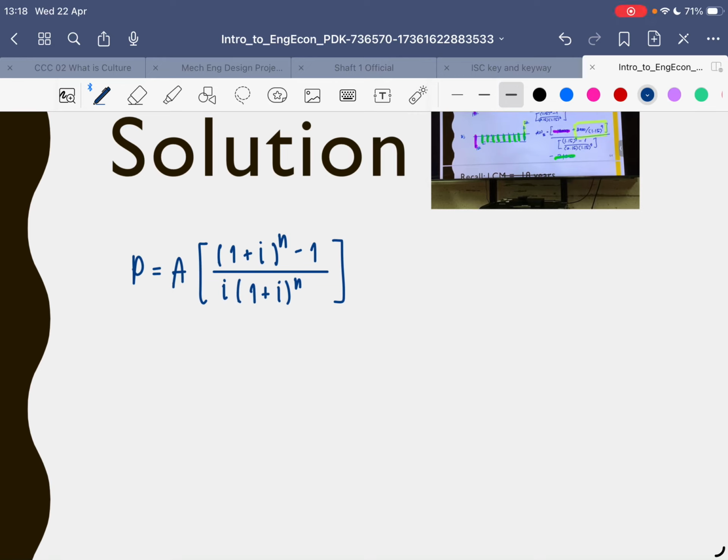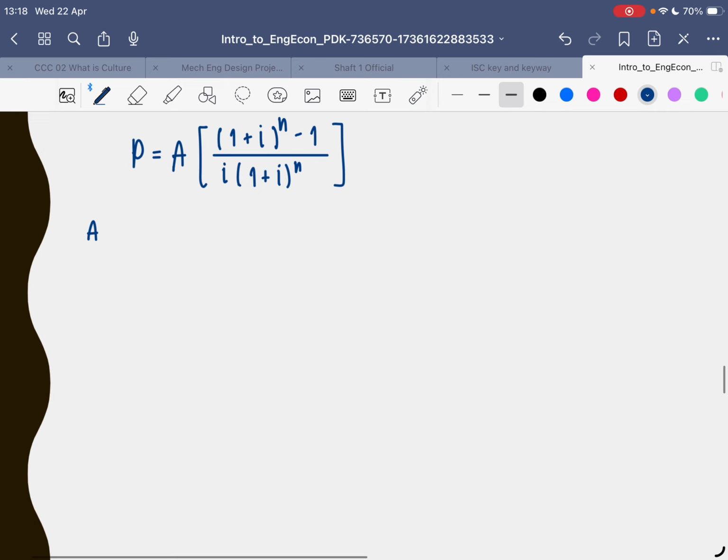The LCM is going to be like 18 years, so that's quite cumbersome. So let's use the present worth analysis instead. So option A is 6 years, right? As we mentioned earlier, the common approach is to draw the cash flow diagram first. So this is time 0, 1, 2, 3, 4, 5, and 6.